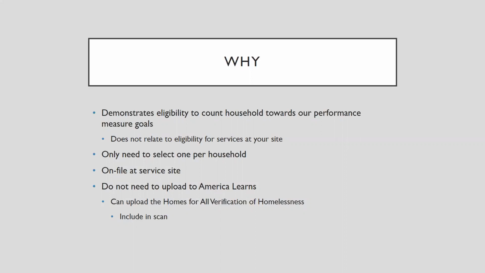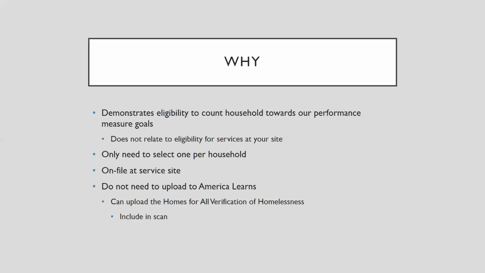For example, your site may develop affordable housing for moderate income households, and you may work with them, and that's great, but you're not going to report on that household. You're only reporting on households that are considered low income or experiencing homelessness. You'll only need to select one type of documentation per household, and that household eligibility documentation needs to be on file at your service site.